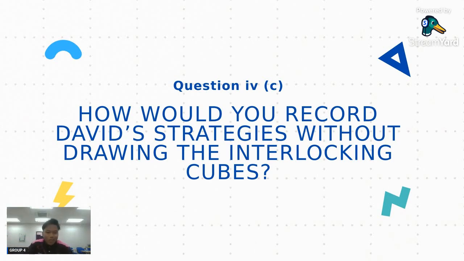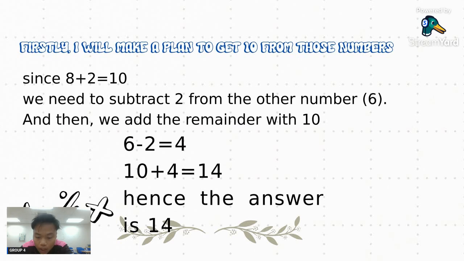Alright, now moving on to question C. How would you record David's strategies without drawing the interlocking cubes? The first step is I will make a plan to get to 10 the easiest way, which is, as we know, 8 is close to 10, which requires 2 from another number. So the other number is 6.